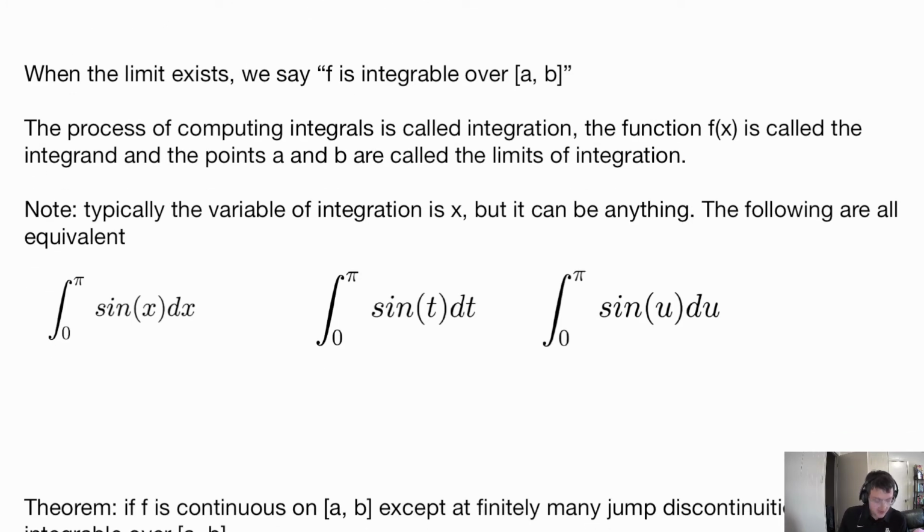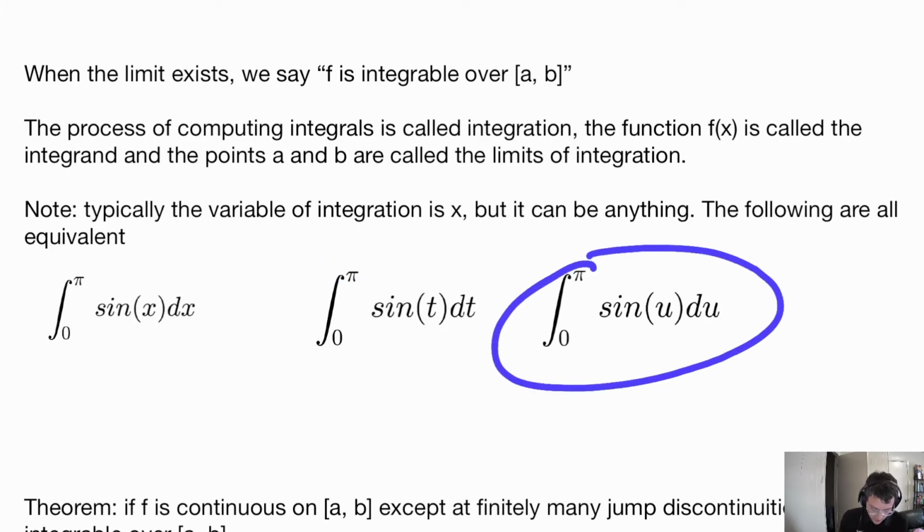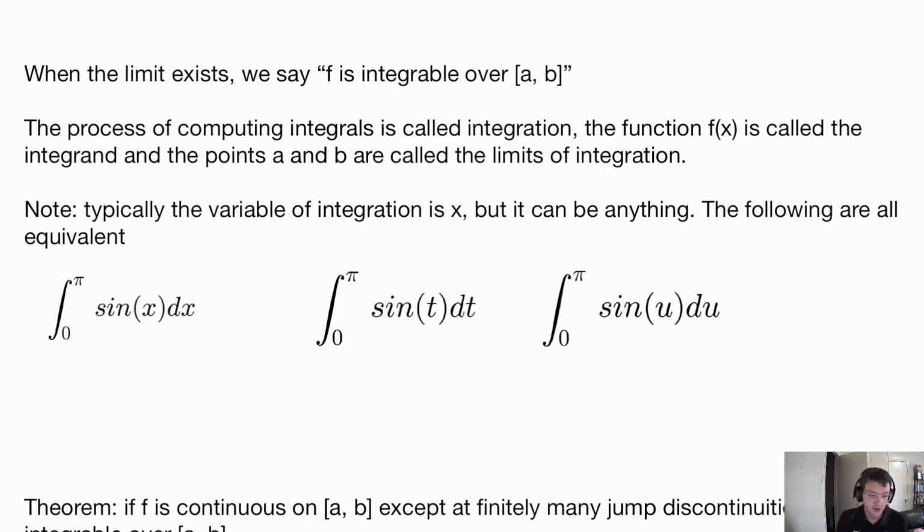One thing to note that I mentioned in class on Monday: we can use any variable we want. So the integral from 0 to pi of sine x dx is the same as the integral from 0 to pi of sine t dt, which is the same as the integral from 0 to pi of sine u du. These are just different variable names. They're all the same.